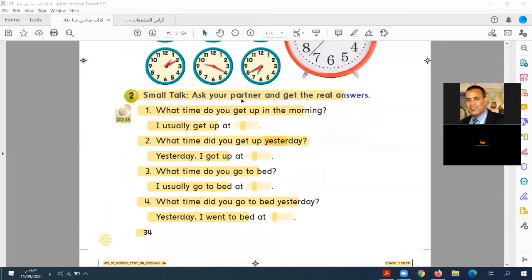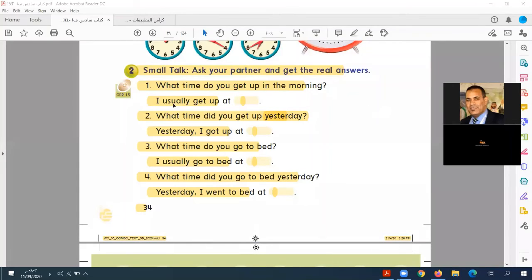Small talk. Ask your partner. Your partner means your friend. Ask your partner, for example, and get the real answers. So each one of you is going to ask his friend, his partner, about the time or about the activities like this. Number 1. What time do you get up in the morning? Again, what time يعني أي وقت أنت تستيقظ الصباح. What time do you get up in the morning?